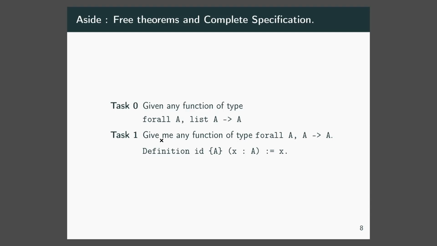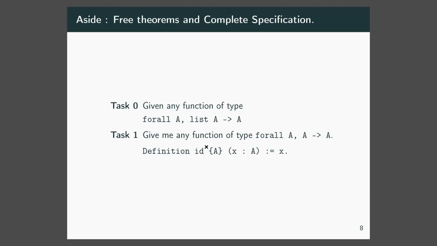Similarly, if I ask you to give me any function of the type for all a, a to a, then you can see that the only function I can give is the identity function. There is no other function I can write. This has some interesting connotation if you just think through it. The only way I can produce an a is if I'm given an a. Otherwise, I cannot magically cook up an a just like that for every a. The only function that I can write here is the identity.